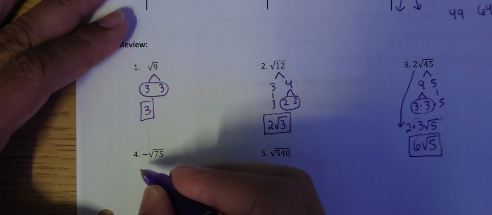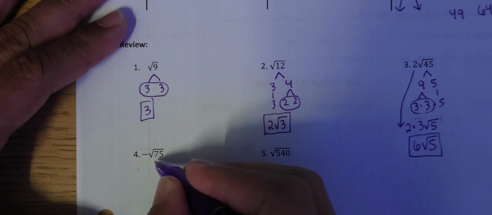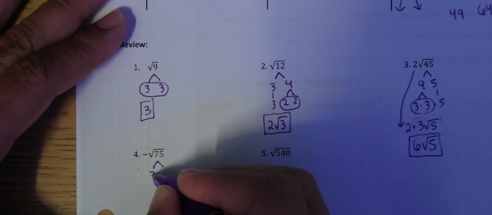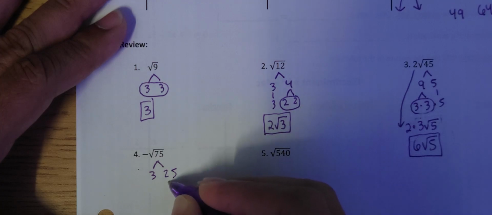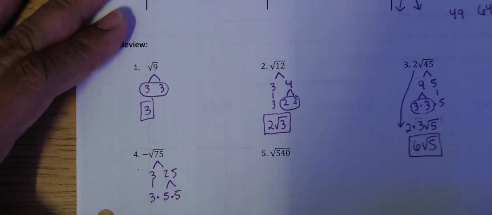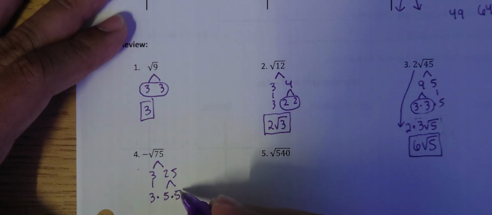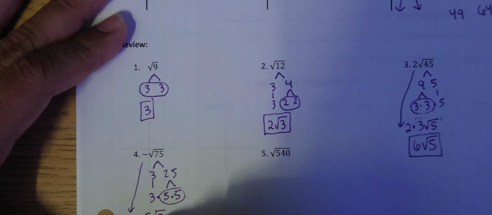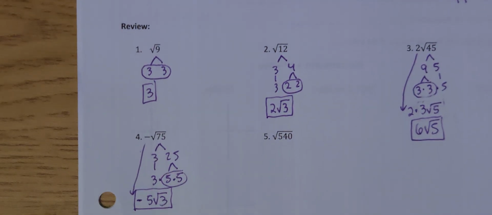Right, next example. We have the negative there, so I'm not going to lose that negative on this one. 75, we can do 3 times 25. But 25 we know is the same as 5 times 5, because 25 is not prime. Now we only have prime numbers as factors of 75. So we have a 5 coming out, but don't forget that negative. I'm going to keep that negative, so I'm not going to make the same mistake as in the previous example. And this is the simplest radical form of number 4.